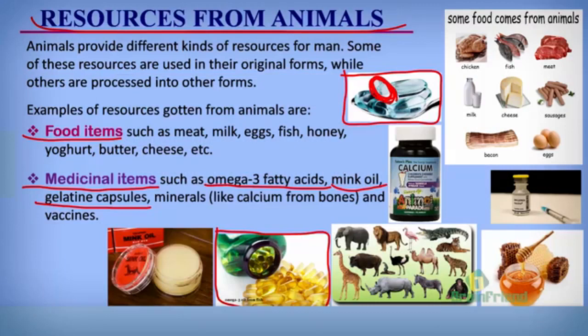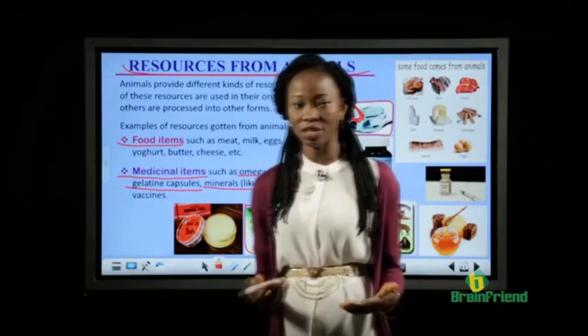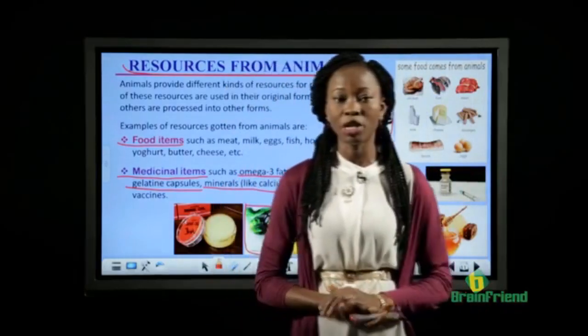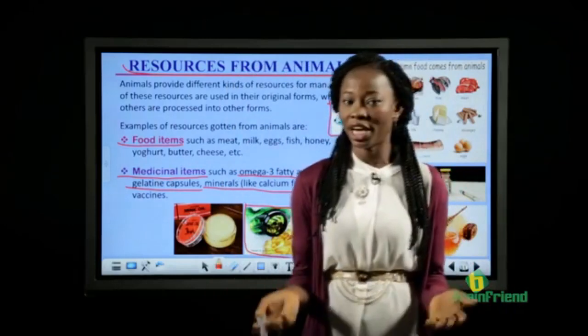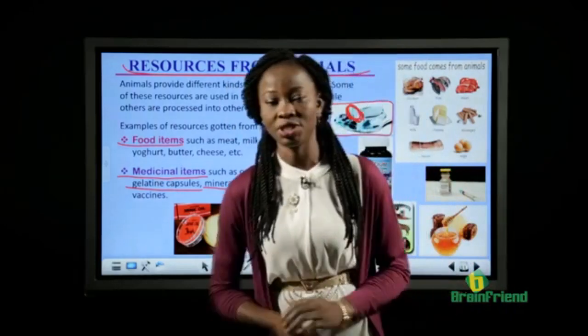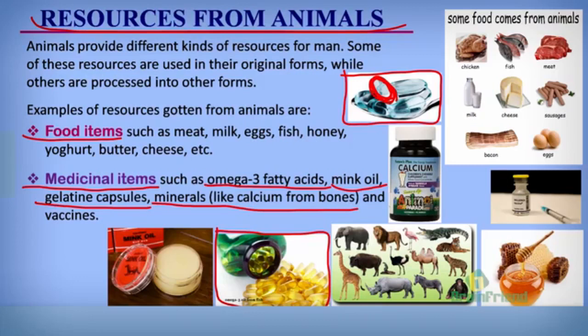We can also get minerals, mineral supplements in this case, from the bones of animals. For example, we have calcium, which you can get from the bones of animals. So when people, say children, are calcium deficient, they can be placed on this kind of calcium supplements in order for their bodies to get adequate supply of calcium.